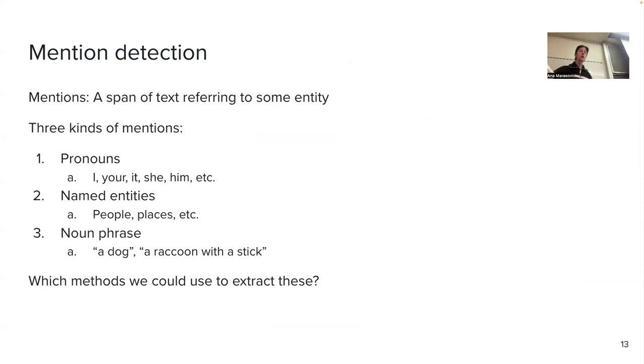Very well, okay. So just a reminder that coreference resolution consists of two subtasks. The first subtask is to find all possible mentions. And then the second subtask is to decide which of them co-refer. So for the first subtask, mention detection, what we are given is some piece of text. And we usually have three kinds of mentions: pronouns, named entities, or noun phrases.